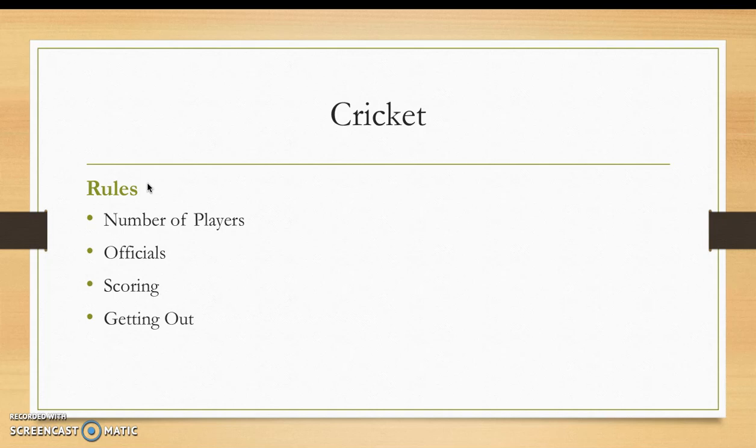Another way of getting out is hitting your stumps with either your bat or foot when attempting to play a shot or after your shot. The final way of getting out is run out. This is when you attempt to run and the ball gets thrown directly onto the stumps or to a fielder or wicketkeeper, and they take the bails off with the ball in their hands before you get back into your crease. Now onto the regulations of the game.